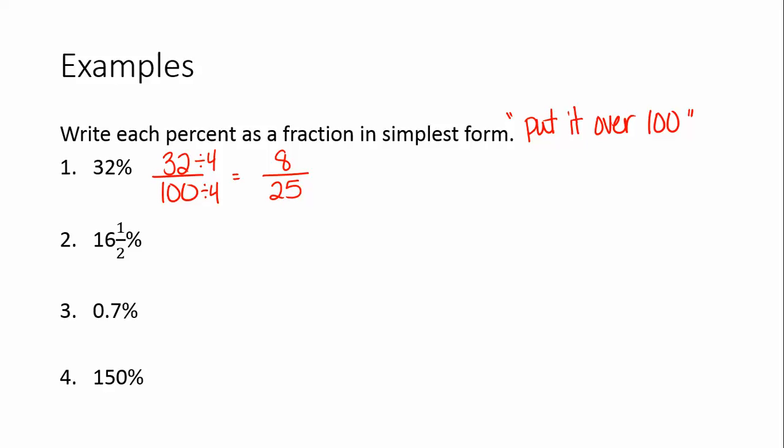Number 2, we have a fraction, 16.5%, but we still want to put it over 100. So I'm going to write 16.5 over 100. And remember, we can't have fractions or decimals in our fraction. That's not simplest form. So the first thing I'm going to do is write this as a decimal, and I'm going to change the 16 and a half to 16.5. Those are equivalent.